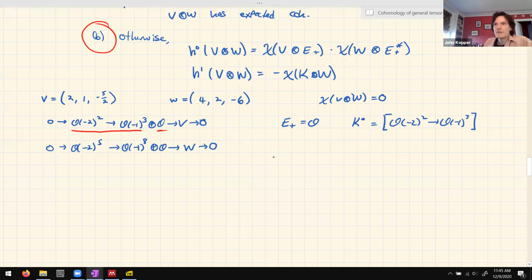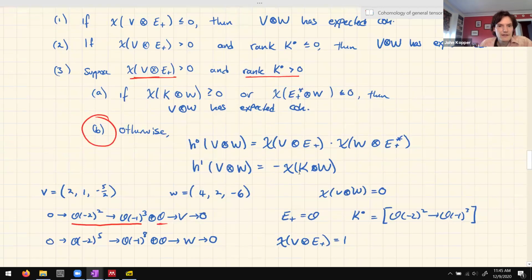Okay, and then what am I supposed to do for the theorem? I'm supposed to compute chi of V tensor this, right? V tensor its primary corresponding exceptional. In this case, it's just the Euler characteristic of V, and I think that is 1, so that's positive. And then that means I'm in either case 2 or case 3. I can look at the rank of K, and I see that the rank of K is 1, right? 3 minus 2. So I know I'm in case 3.